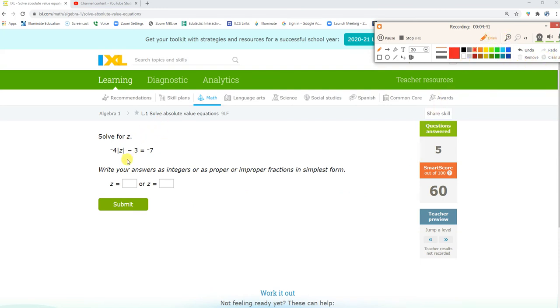So this is harder just because of the isolation that I have to do. So plus 3, that's going to give me negative 4 times the absolute value of z equals negative 4. Dividing both sides by negative 4. It's going to give me absolute value of z equals 1. Here we go, split. Z equals 1, z flipped. This just flipped, you can't tell, negative 1. Negative 1 and 1.